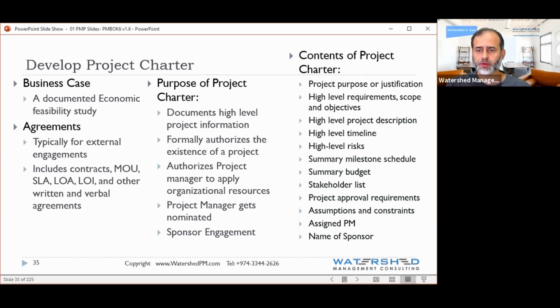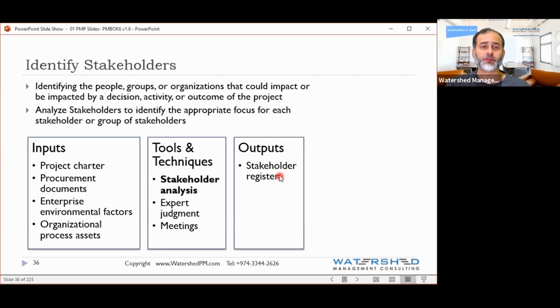Any questions about this slide? No, pretty clear. Okay. Well, with that, we kind of complete the very first process. All right. And that was your charter.